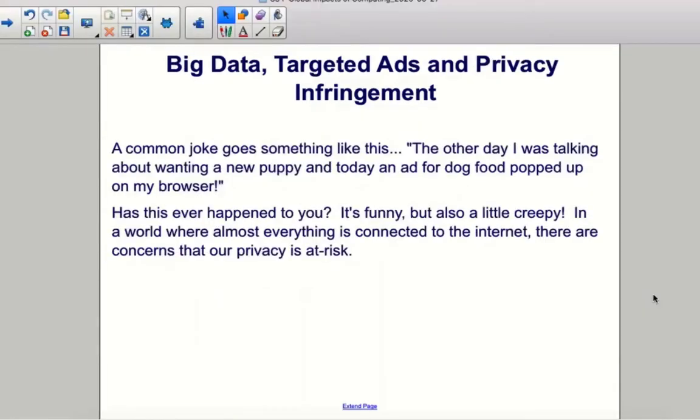The other day I was talking about wanting a new puppy, and today an ad for dog food popped up on my browser. Has this ever happened to you? It's funny, but also a little creepy. In a world where almost everything is connected to the internet, there are concerns that our privacy is at risk.